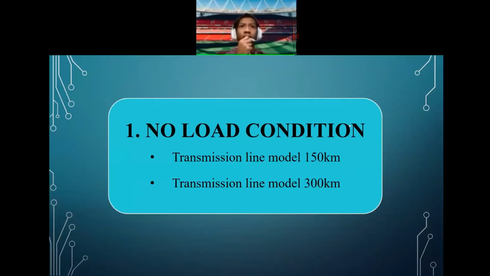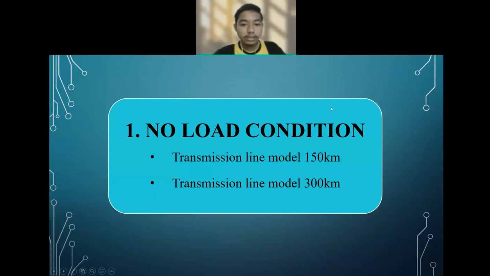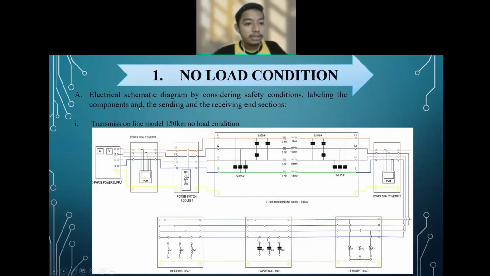First, I will explain about the transmission line at no load condition, divided by two models, which are the transmission line model 150 kilometers and the transmission line model 300 kilometers. This is an electrical schematic diagram, considering safety conditions, labeling the components, and the sending and receiving end sections. Now we explain the electrical schematic diagram for the transmission line model 150 kilometer no load condition.